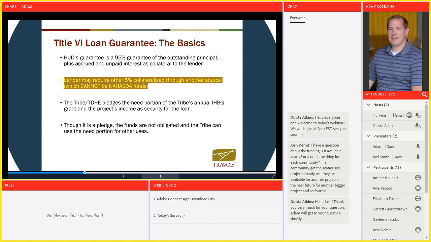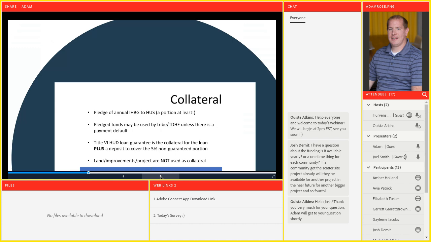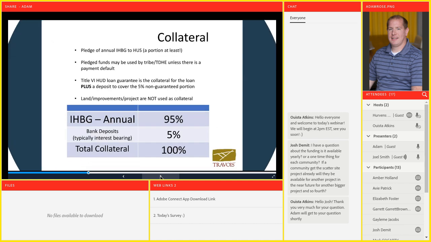Yeah. And really only to the extent that it would be needed to make the payment. So if you had $1 million a year of need based block grants, and the scheduled payment on Title VI was 100,000 a year, they'd say, okay, make sure you pay that 100 from there, but they wouldn't take the whole million. Correct.